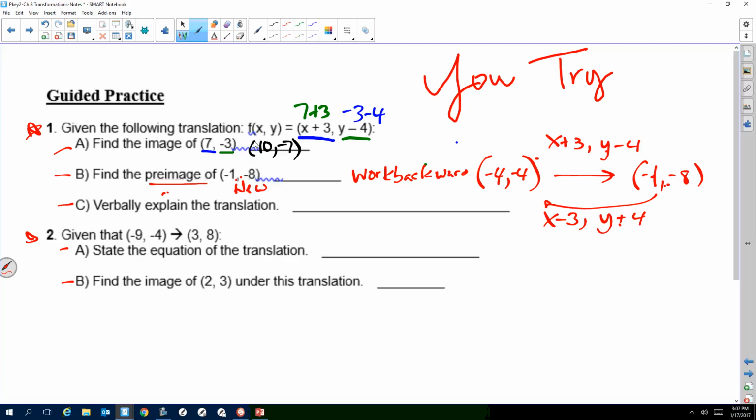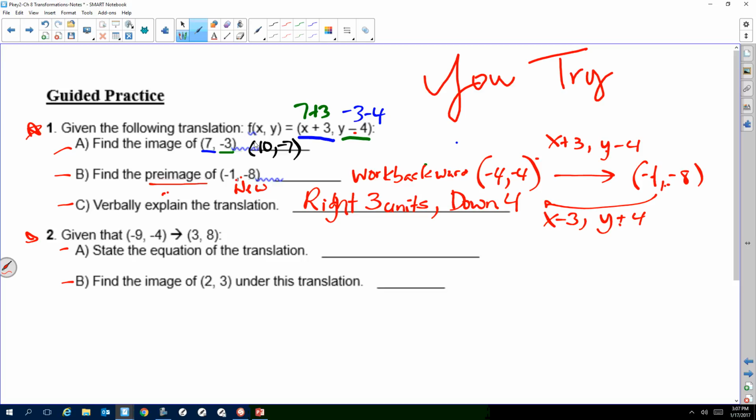All right, verbal translation. If I do on the x-axis plus 3, what direction am I moving? To the right. So this would be right plus 3, right 3 units. And then on the y, which is your vertical, that would be down 4. Okay? Right 3, down 4.